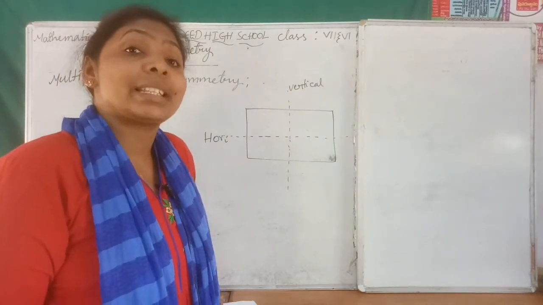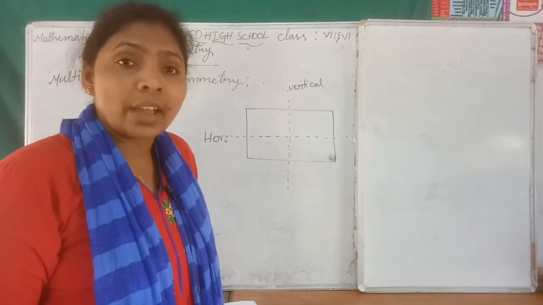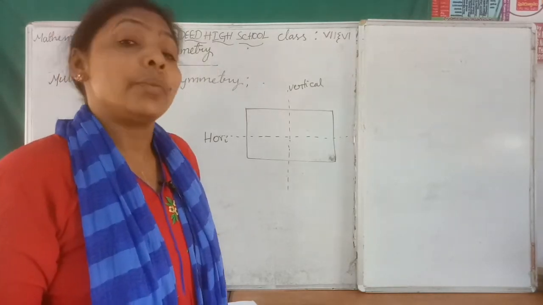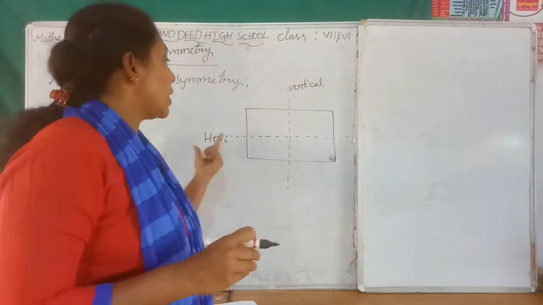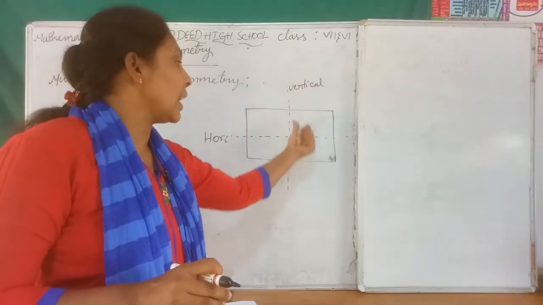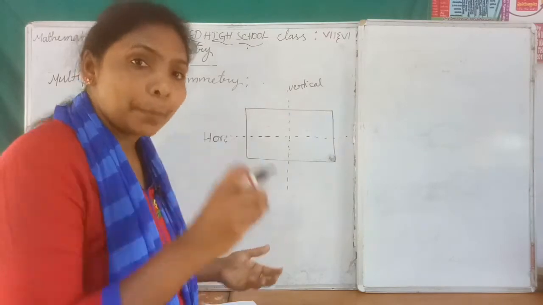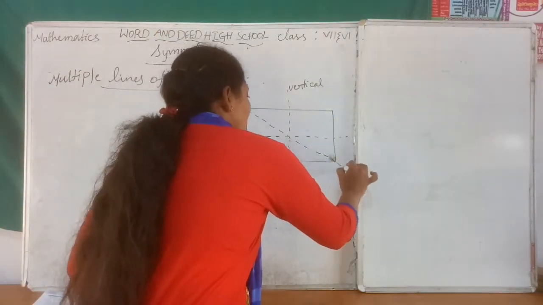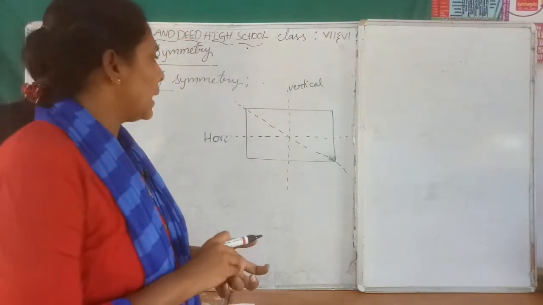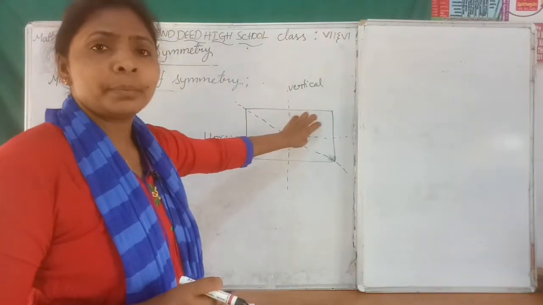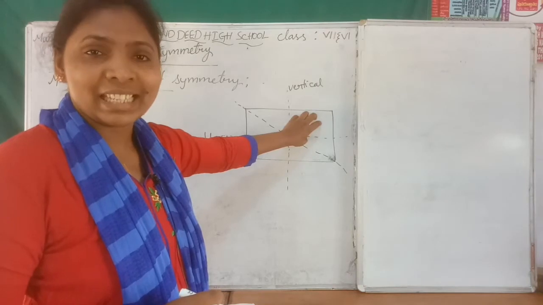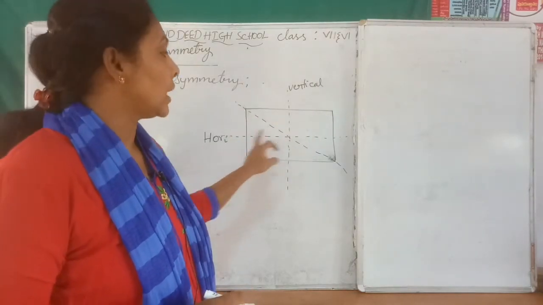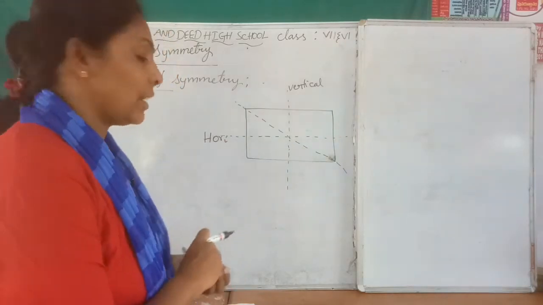You know what the horizontal line is and what the vertical line is. In data handling we have discussed graphs, and there you learned what the horizontal line is and what the vertical line is. So this is the horizontal line of symmetry, and this is the vertical line of symmetry. Suppose like this, can we draw, children? No. That means this one and this one do not coincide with each other. So the rectangle has a horizontal line of symmetry and a vertical line of symmetry.